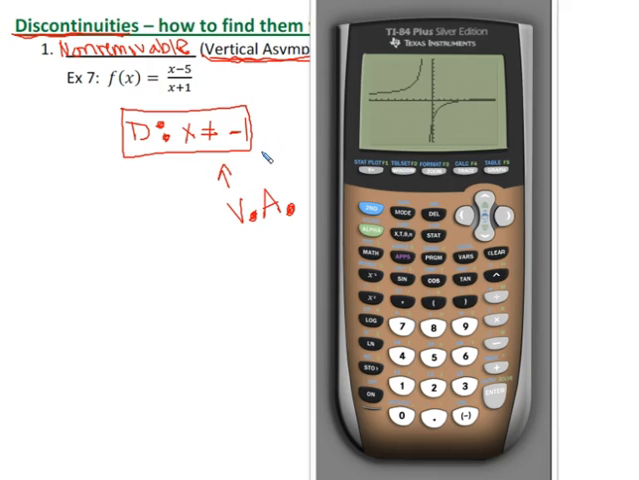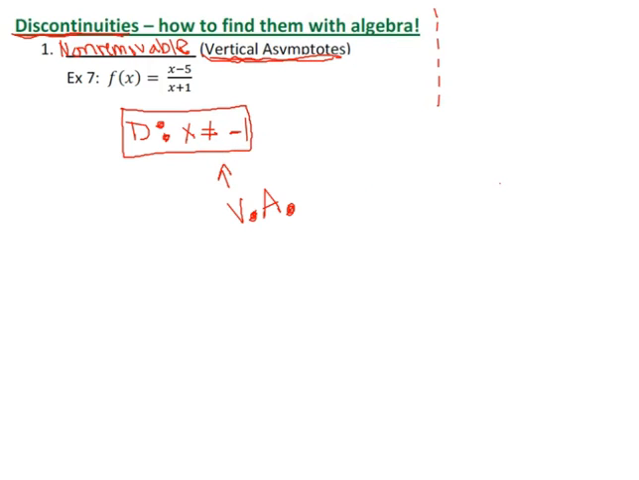We're eventually going to talk about a shortcut way towards the end of this lesson to figure out what this actually is, but you can always check graphically what's going on at this x value that does not work.